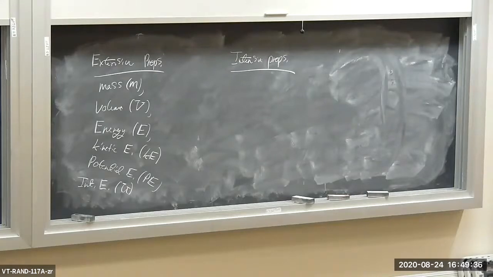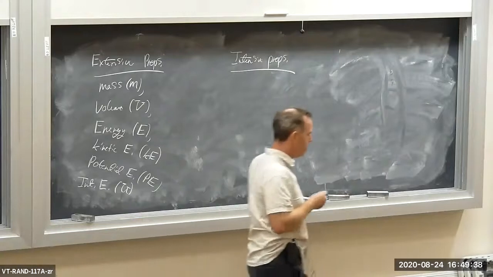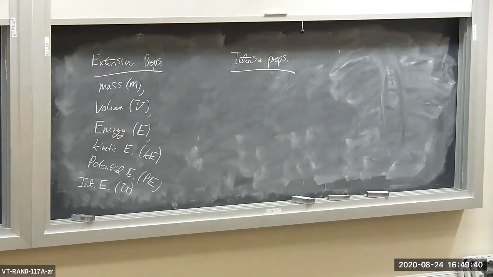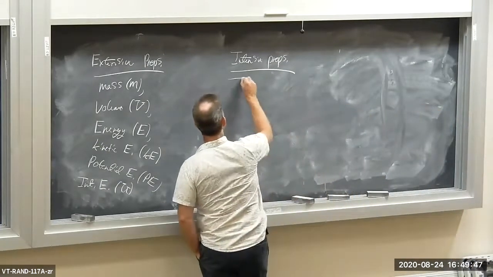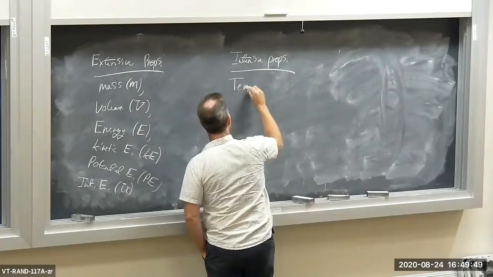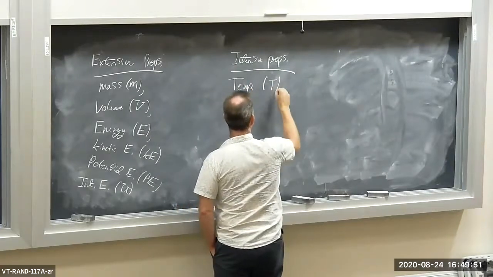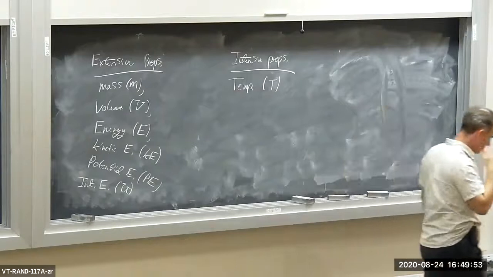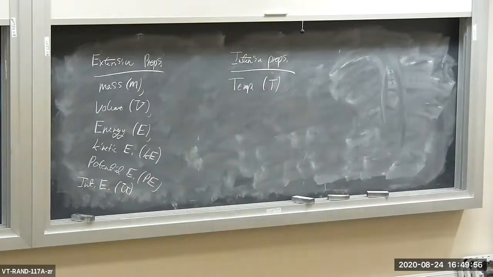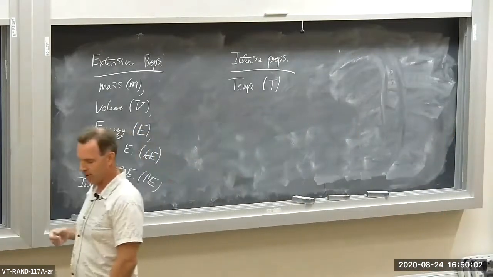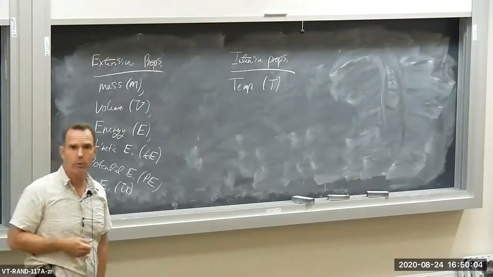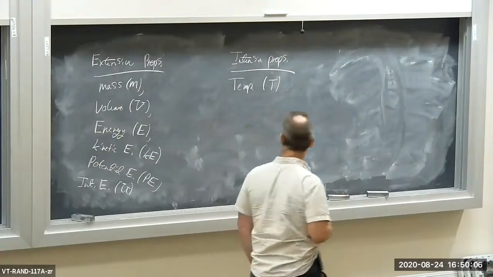Well, let's list some intensive properties. Basically, anything we can think of that we haven't listed as extensive is probably intensive. The big one is temperature, capital T. Doesn't really matter how big the system is. Its temperature is a temperature. You could double the size of this room and the air temperature wouldn't change.